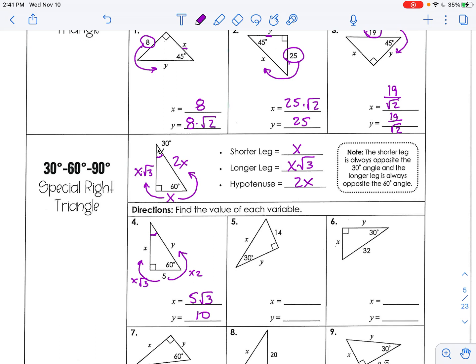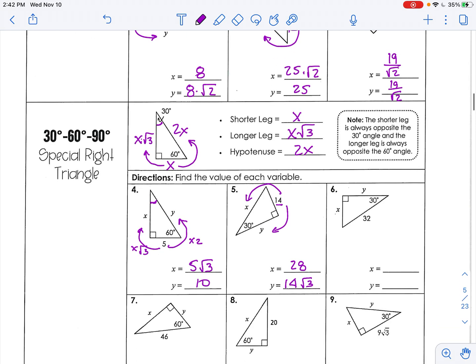All right, let's see if we can do 5. Number 5, again, gave you the short side, so that's a winner. So how do I go to the hypotenuse? It's times 2. So that would make this 28. How do you go to the long side? It's a factor of root 3 longer, so it's going to be 14 root 3. And again, it's really 14 times root 3, and that's what you would get.